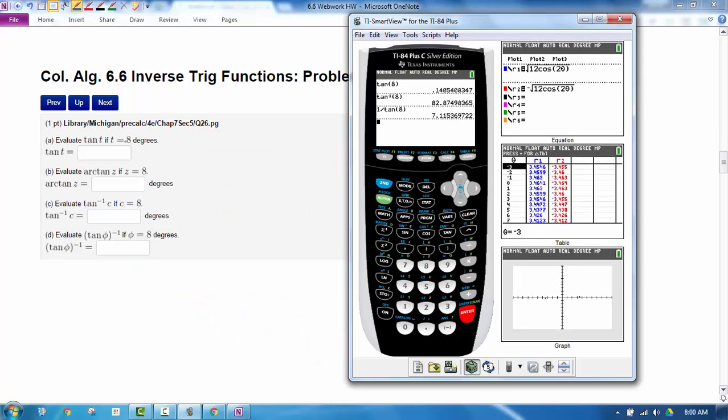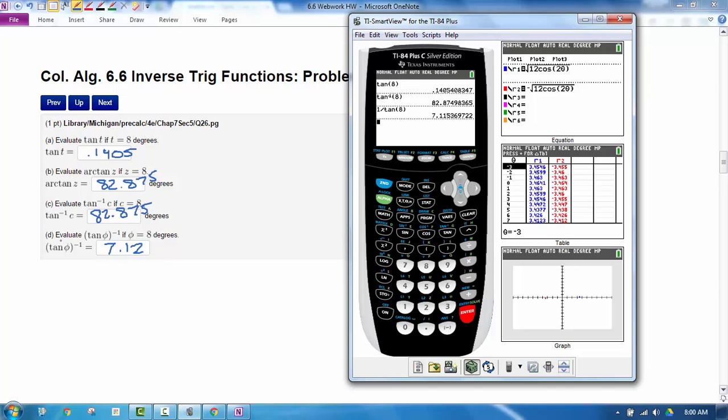Okay, the next problem wants us to find the tangent of 8. So that's just plug in your calculator, tangent of 8. It's going to give you 0.1405. And then the next two, arctan and inverse tangent, are the same thing, and they're asking for the same number. So it's asking for the inverse tangent of 8 in both cases. So I can just write 82.87 for both of those, or 875 to 3 decimal places.